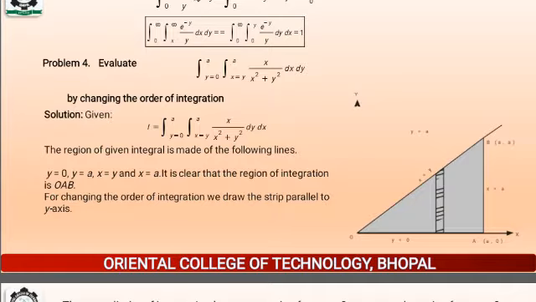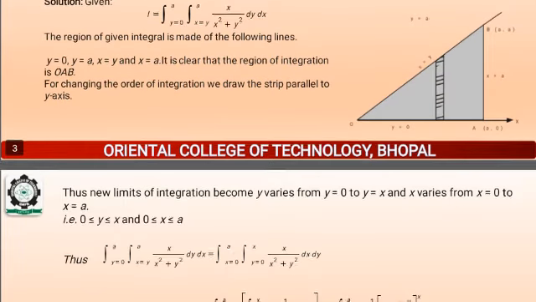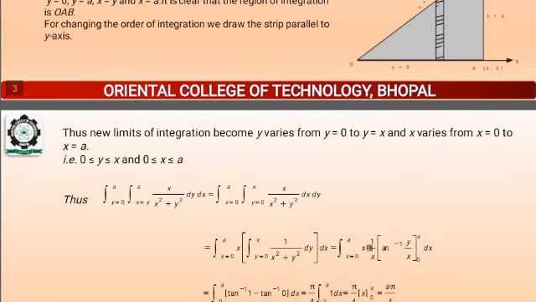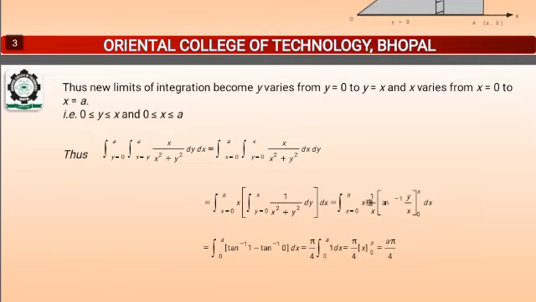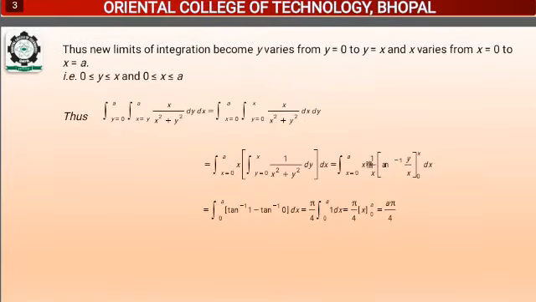For changing the order of integration, we draw the strip parallel to y-axis. Thus, the new limits of integration become: y varies from y equal to 0 to y equal to x, and x varies from x equal to 0 to a. That is, y lies between 0 to x and x lies between 0 to a. Thus, the integral becomes integral x equal to 0 to a, y equal to 0 to x, of x upon x square plus y square dx dy.